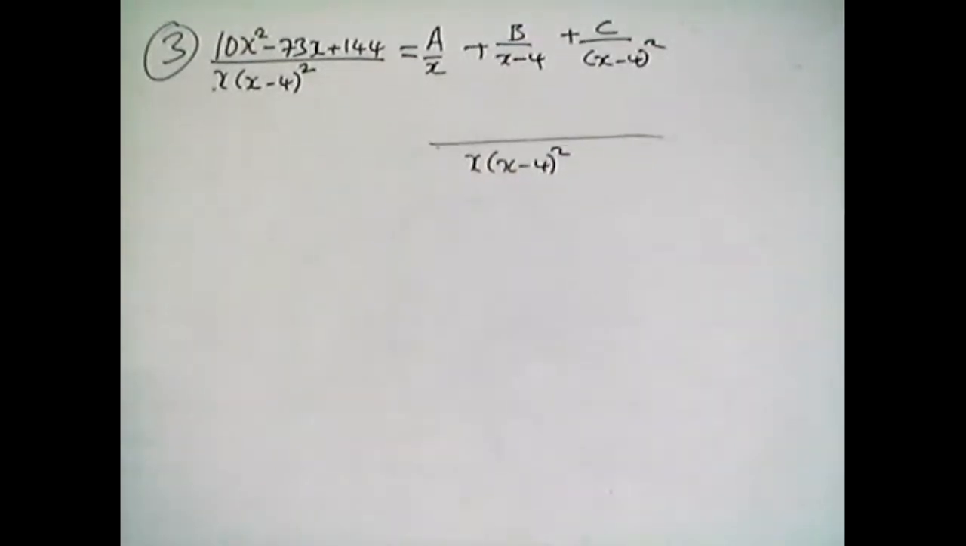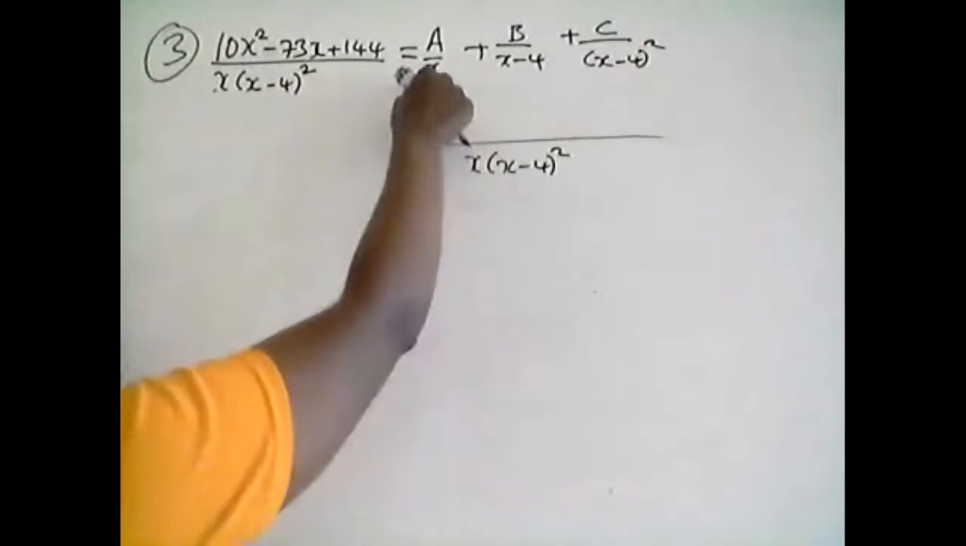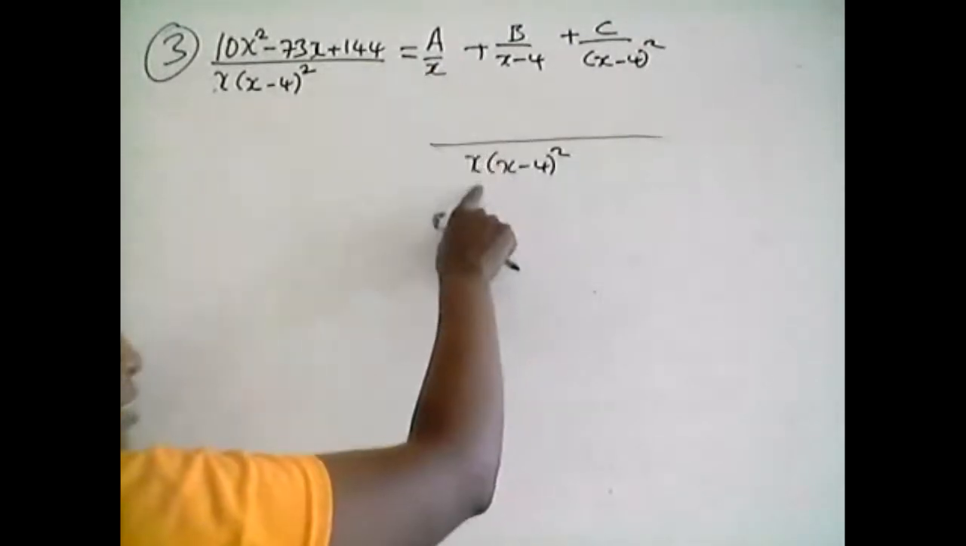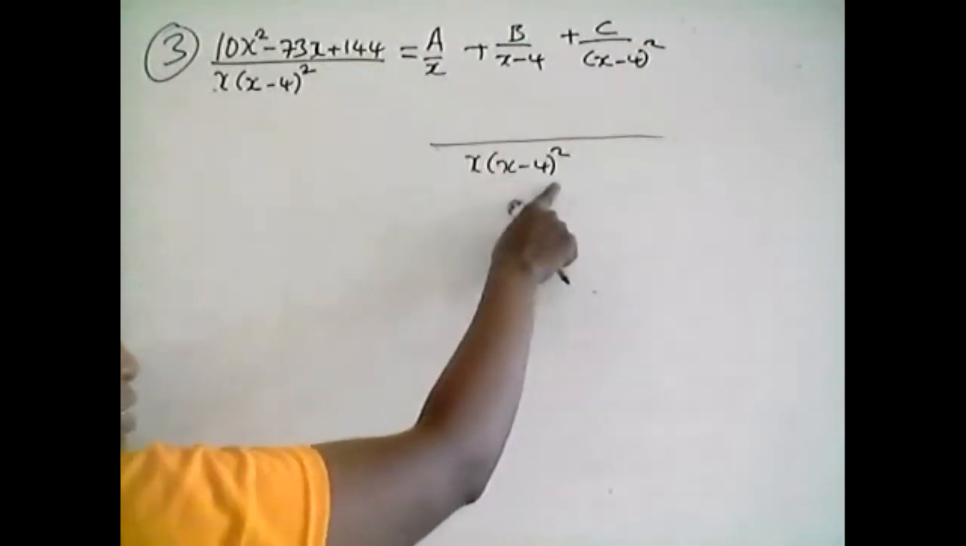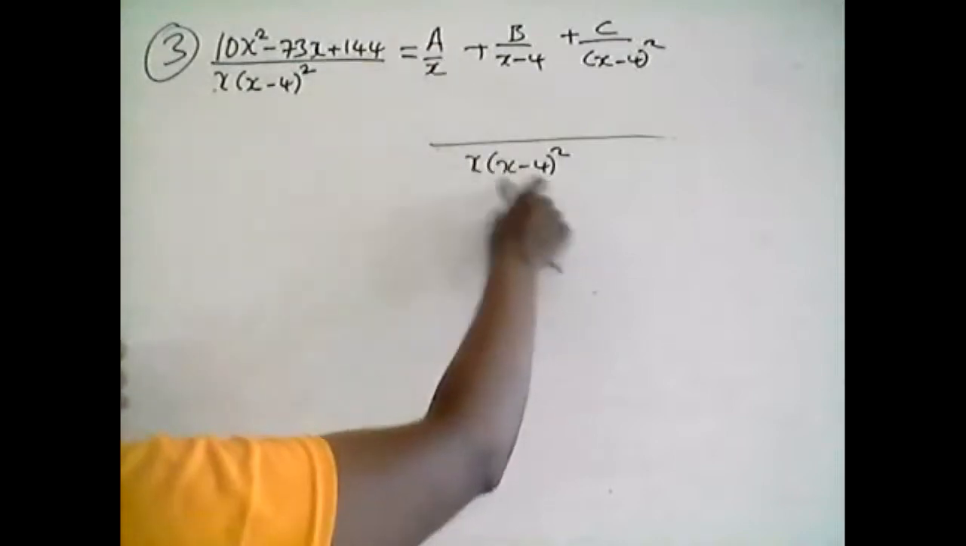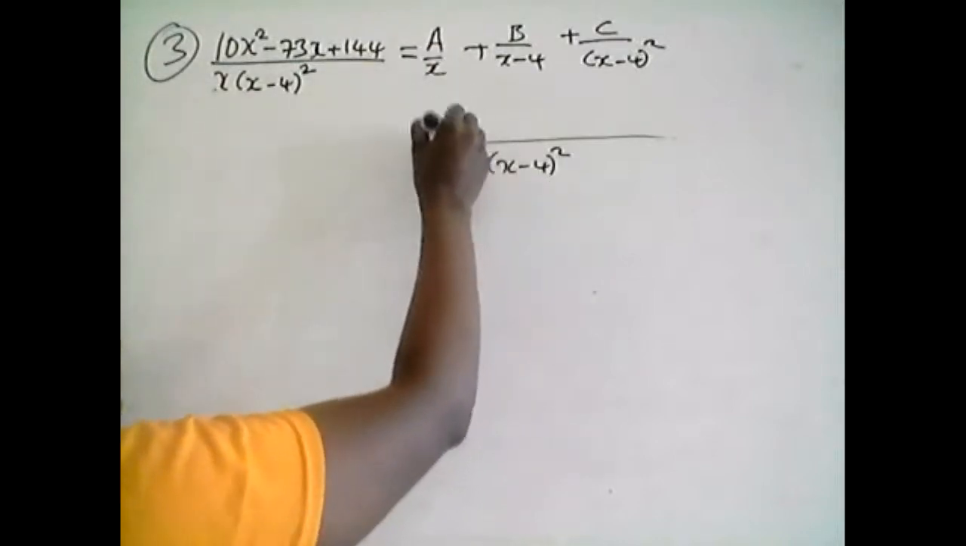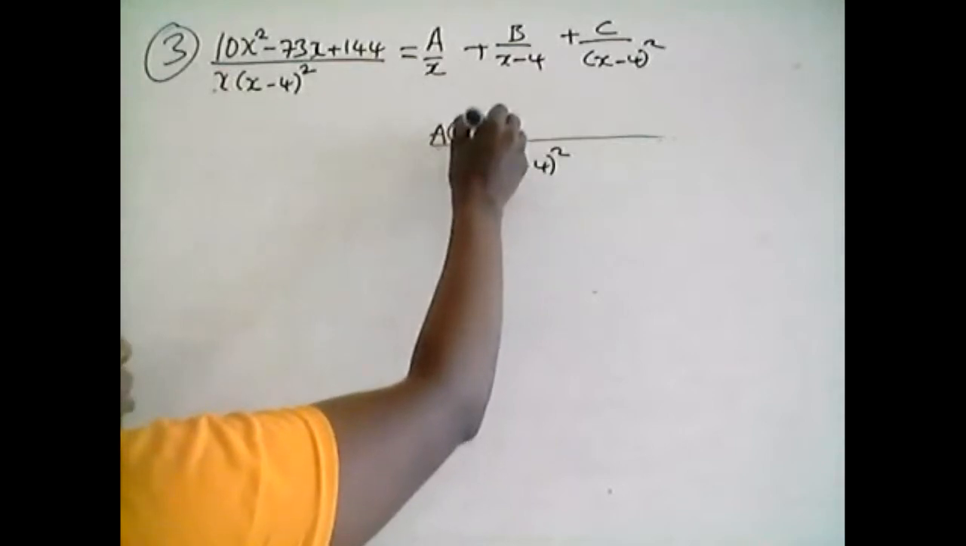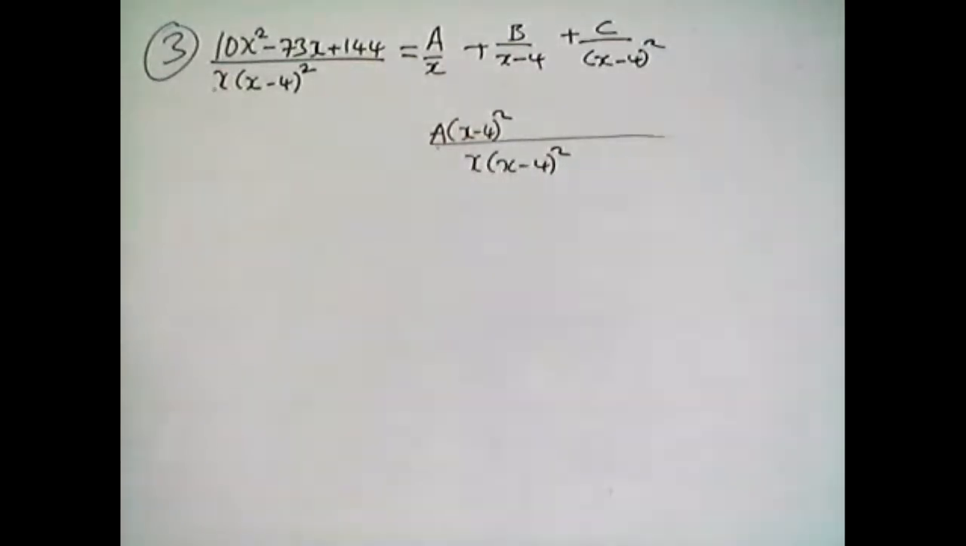So when you have something like that, next it's this divided by that. You're seeing that this x and that x cancel. We are going to remain with just this part. So it will be a multiplied by the remaining part, x minus 4 squared. So we are done with the first part.